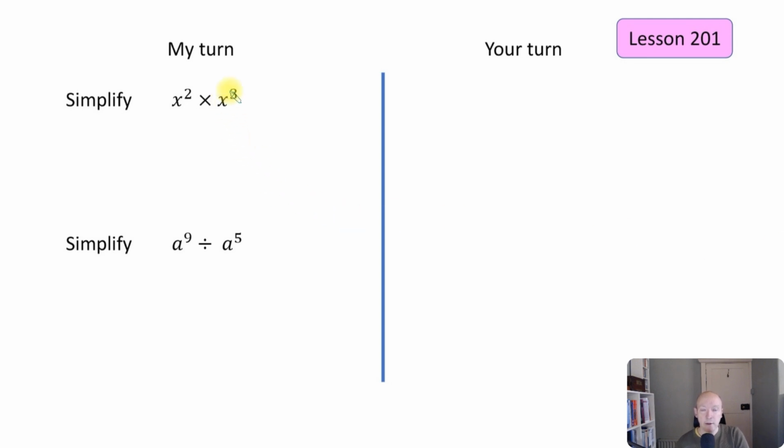Okay, a couple more simplify questions using powers. So if you remember the rule, if you're multiplying powers of the same thing, we add the powers together. That will be x to the power of 2 plus 3, which is 5. And if we're dividing powers of the same thing, we subtract. So a to the 9 divided by a to the 5 is a to the power of 9 take 5, which is 4.